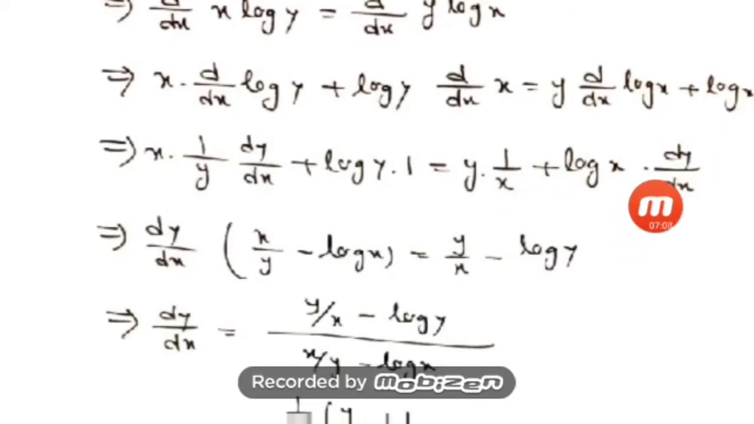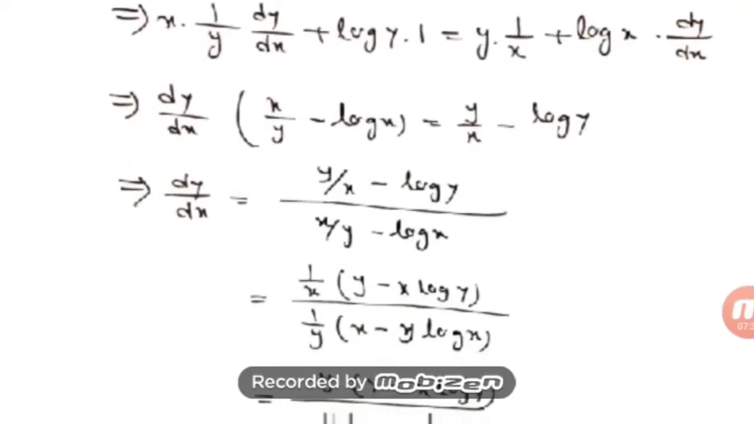Now our aim is to find out dy/dx. So the terms containing dy/dx you bring to one side. Taking dy/dx common, we will have what? x by y, and this we bring to the left side, it becomes minus log of x. On the right side we'll have y by x and bring this to the right side, minus log of y. So what is dy/dx? This is the numerator and this is a product, so it will be in the denominator. So this is your dy/dx.